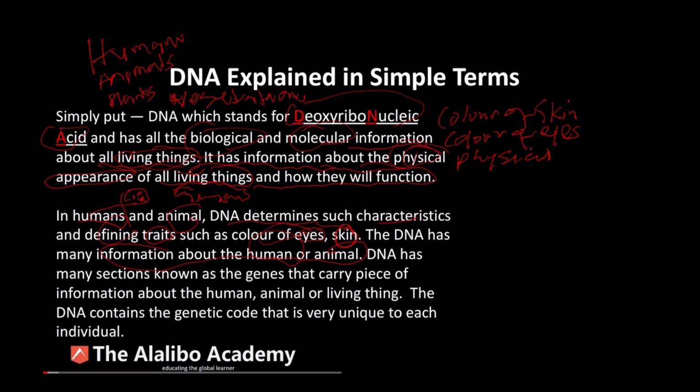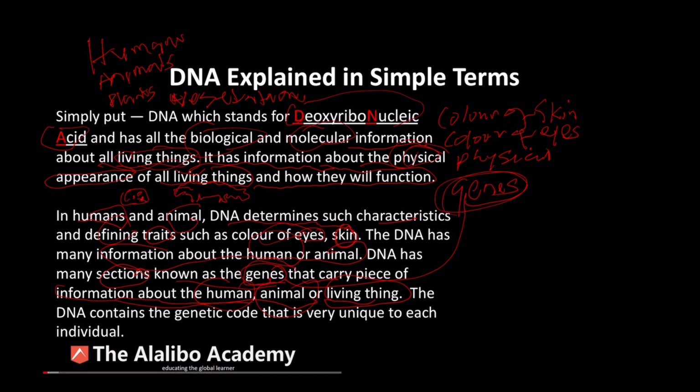So DNA has many sections, and those sections are known as genes. Please take note of this. And the genes carry specific information about the human, about the animal, about all living things, plants and so forth. Very important point for us to take note of. So DNA is made up of several sections, known as genes, and genes carry information about humans.